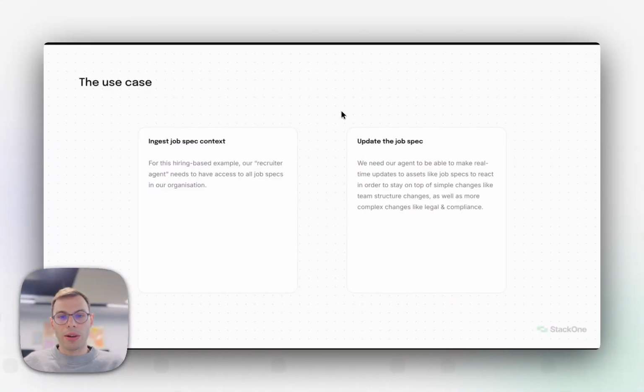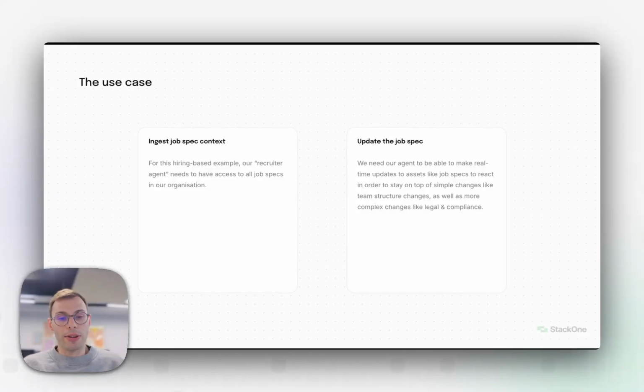In this demo, we're going to be looking at how you can build a context-aware agent which can take action in real time using StackOne's integration gateway. So the example use case we're going to be looking at is a recruiter agent, which needs to know about all our open job requisitions, our hiring policies, and the details of the jobs themselves. Commonly, this data lives in knowledge bases or document storage solutions as unstructured documents. In the example here, we're going to be looking at Google Drive documents.